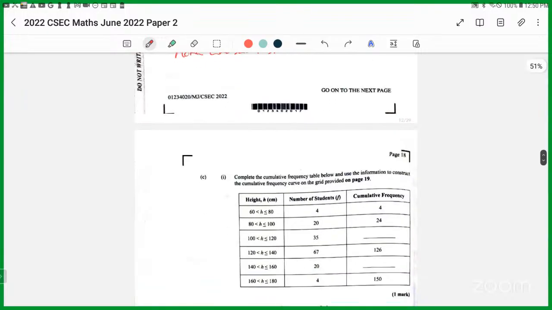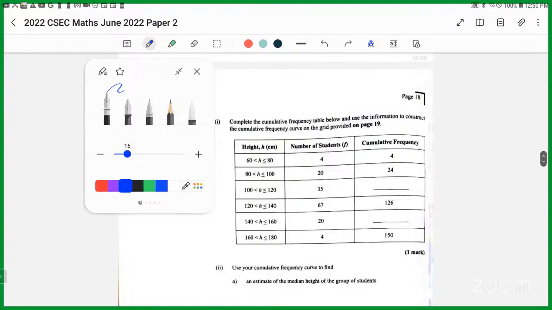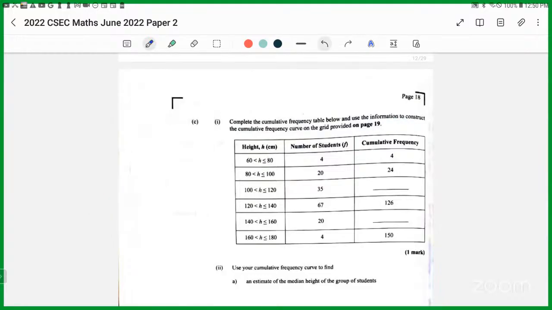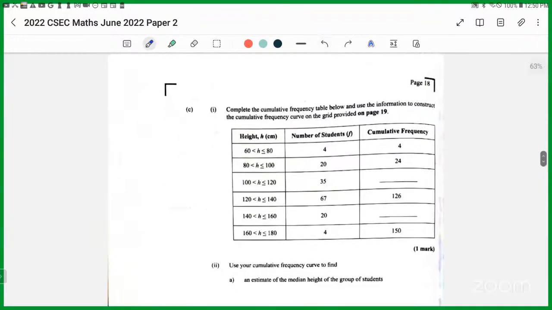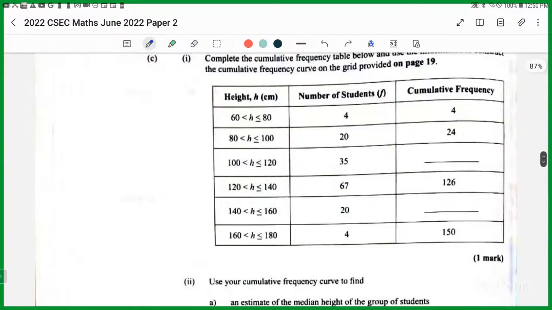Oh, we'll come on to here now. Part C, which is a cumulative frequency. And I guess they want us to draw the curve. So they give us the table there and want us to finish. It says, complete the cumulative frequency table below and use the information to construct the cumulative frequency curve on page 19. All right, so it started for us.